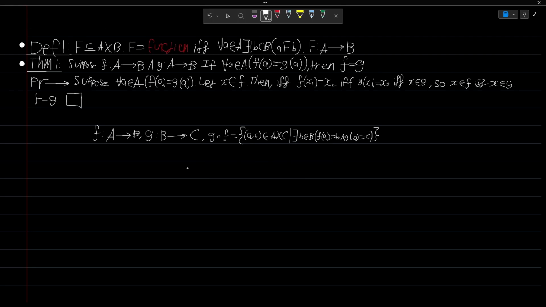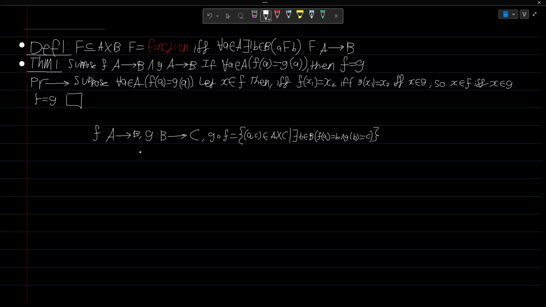And since functions are kinds of relations, we can also use the definition of composition of relations to define a composition of functions. If we let f be a function from A to B and g be a function from B to C, then by definition of composition of relations, g after f, the composition of g and f, is the set of all (a, c) in A cross C, such that there exists a b in B, where f of a is equal to b and g of b is equal to c.